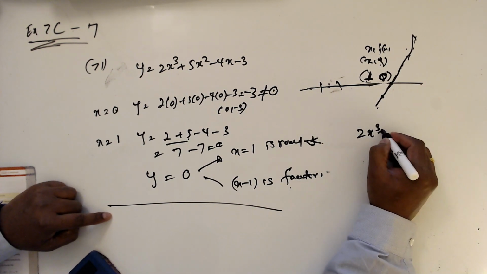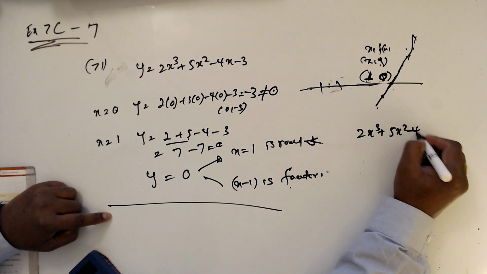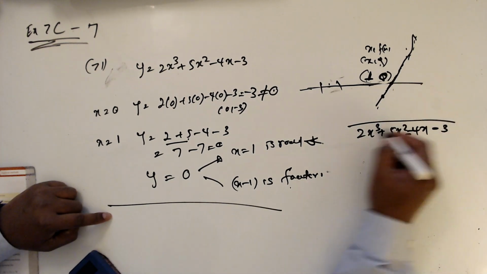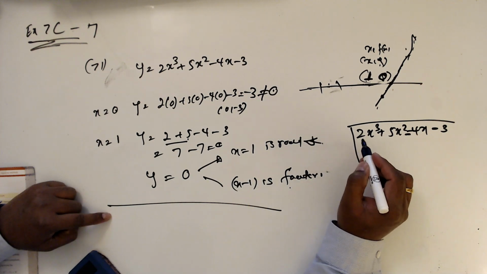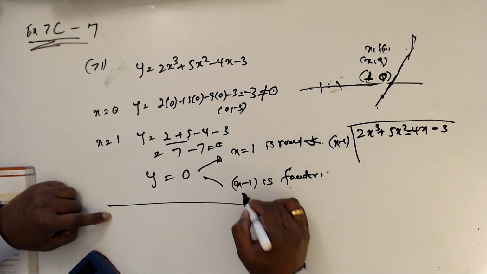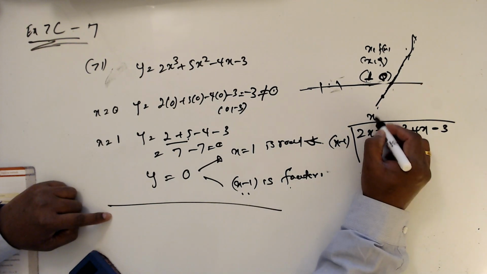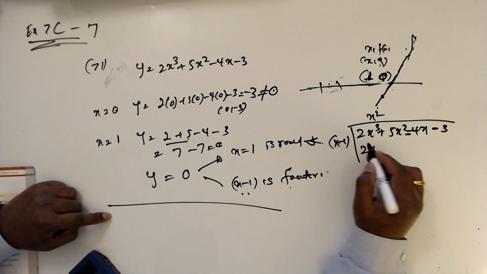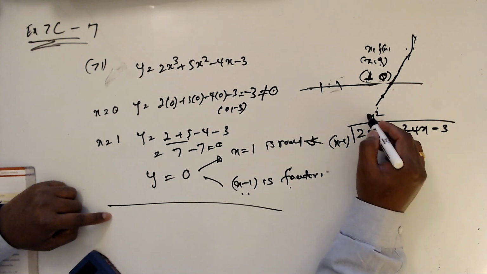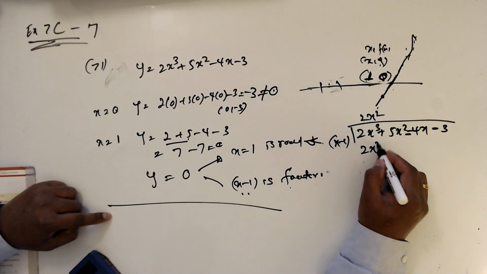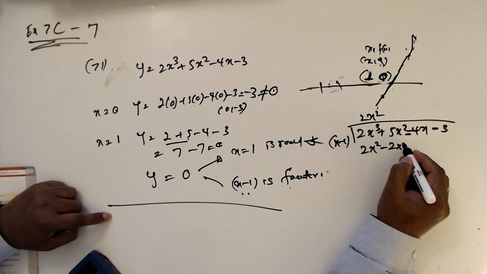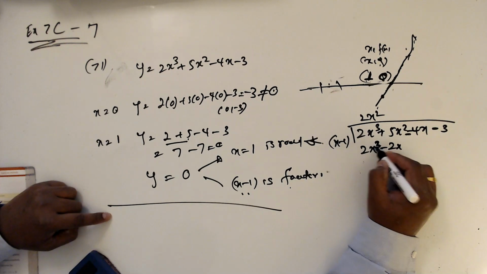2x cubed plus 5x squared minus 4x minus 3, divided by x minus 1. Then this is going to be x squared. This is 2. Okay, this is going to be 2x squared. And this is going to be minus 2x cubed, 2x squared.